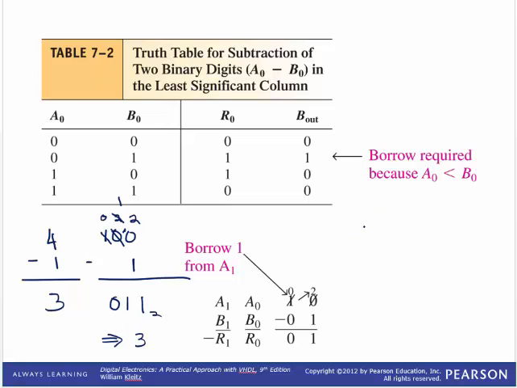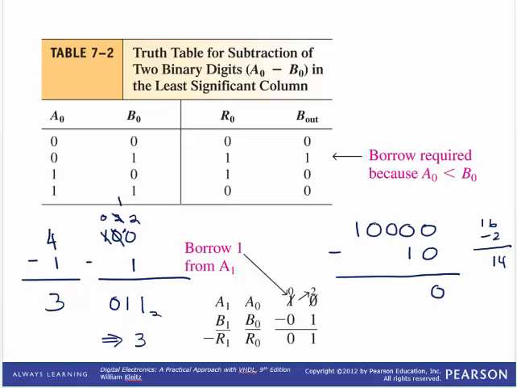Let me do another example to make sure that's clear. 1, 0, 0, 0, 0 minus 1, 0. So this number is 1, 2, 4, 8. This is the number 16 minus 2, and my answer should be 14. So one more. So 0 minus 0 is 0, no problem. Here's where we start having the problem, the next significant digit.